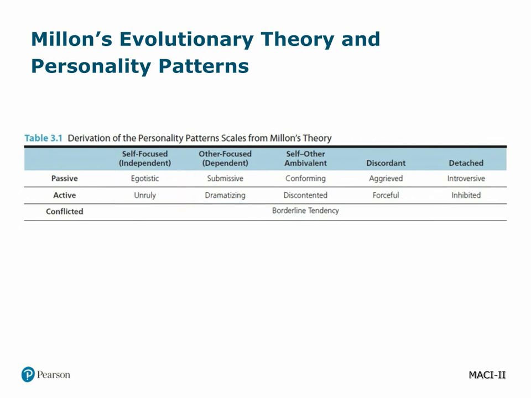4 other personality patterns are identified as intrapsychically conflicted, which speaks to a conflict within at least one of the polarities. These are the conforming, discontented, aggrieved, and forceful scales. The detached personality patterns, introversive and inhibited, turn neither to themselves nor to others for positive reinforcement. A more severe personality variant, measured by the borderline tendency scale, is outlined within the Millon model. In preteens and adolescents, this unstable style represents a mild to moderate variant along the borderline personality spectrum, or a potential precursor to the more severe variant.